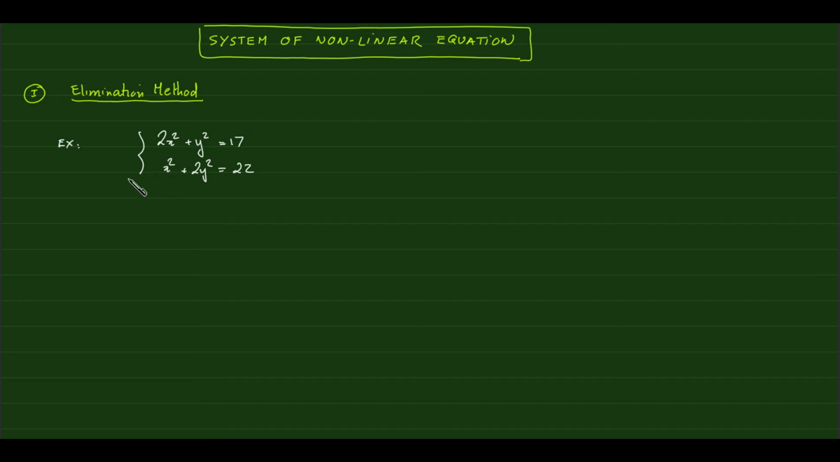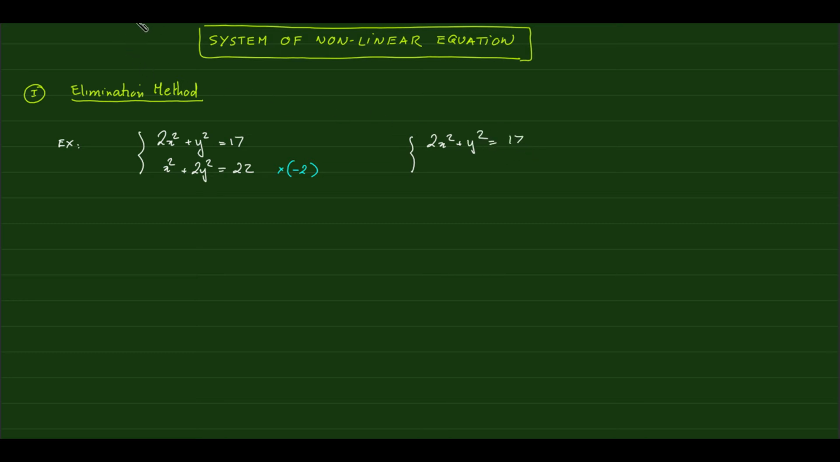So how are we going to eliminate? It depends on which variable you want to eliminate. You see that the coefficients are not the same, and first of all, I want to eliminate x. In order to eliminate x, you need the coefficients to be the same and opposite. So I'm going to multiply the second equation by -2. When I multiply by -2, my system becomes 2x squared plus y squared equals 17.